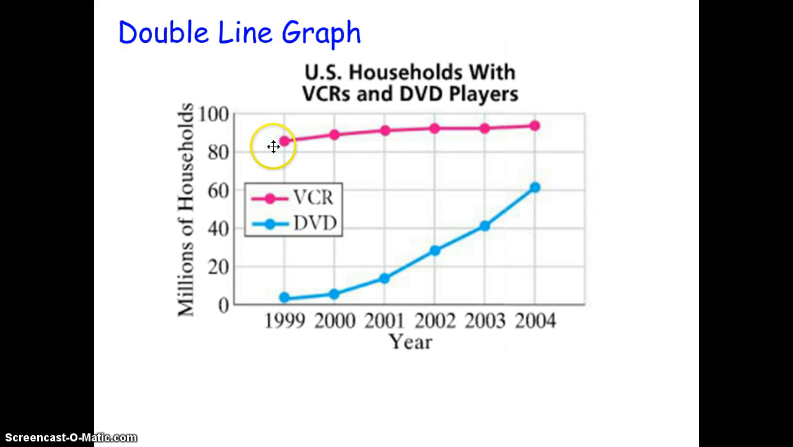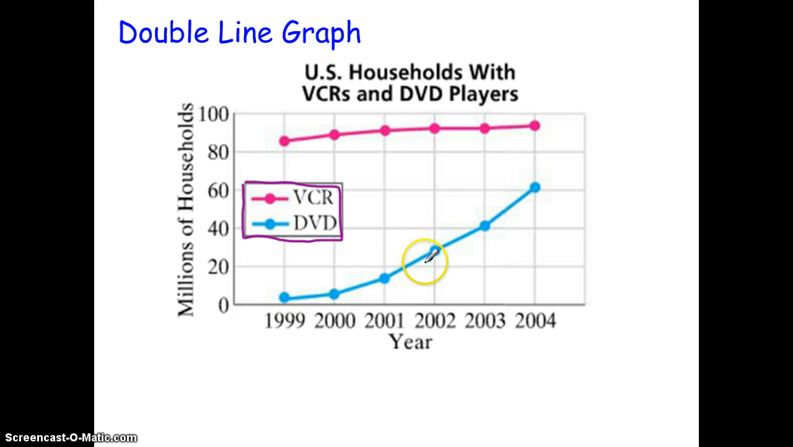Moving on to our next example. Once again, U.S. households with VCRs and DVD players, the same thing. All right, this is a double line graph. The years are across the bottom. Once again, millions of households up the side. As you can see in the key right here, VCRs are in red and DVDs are in blue. And once again, this is a nice overall trend of what we're doing here.